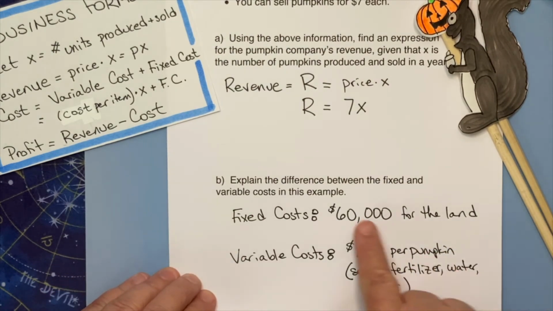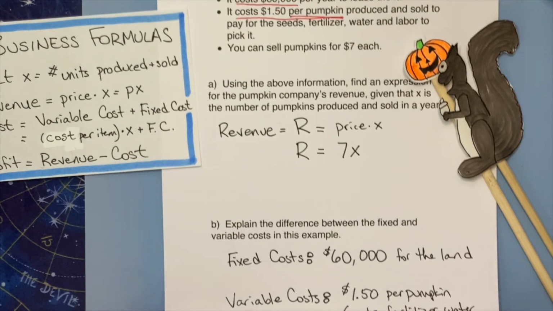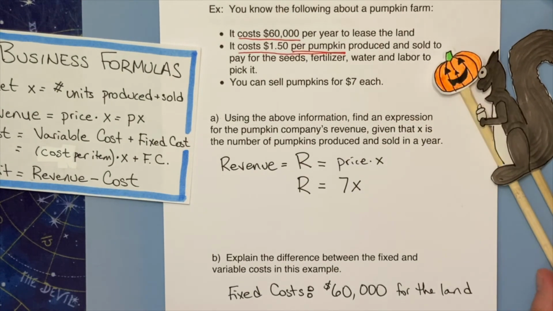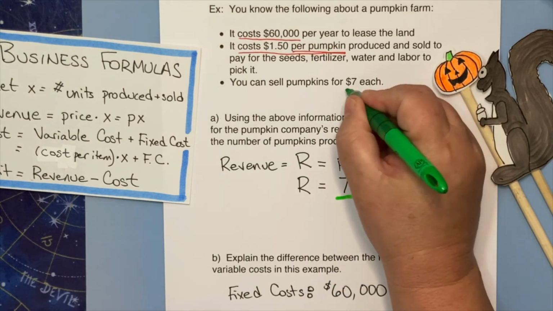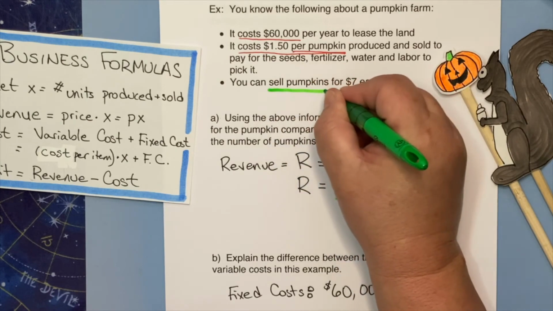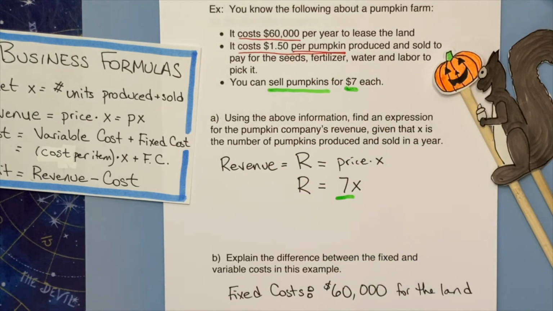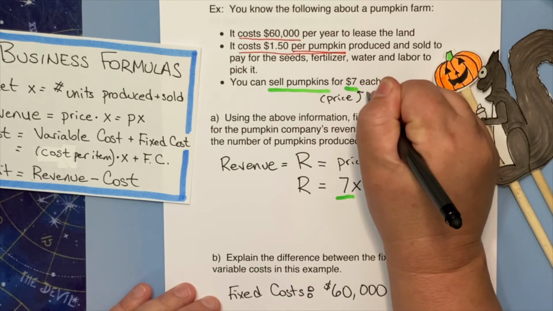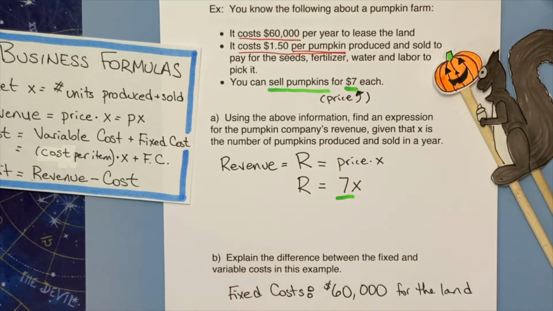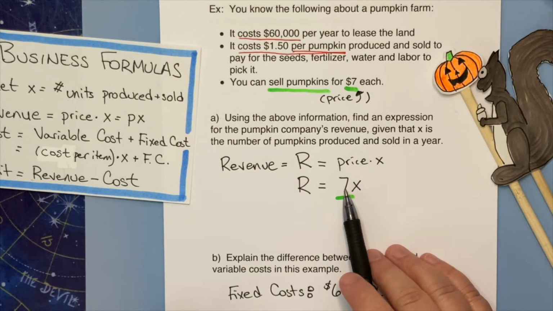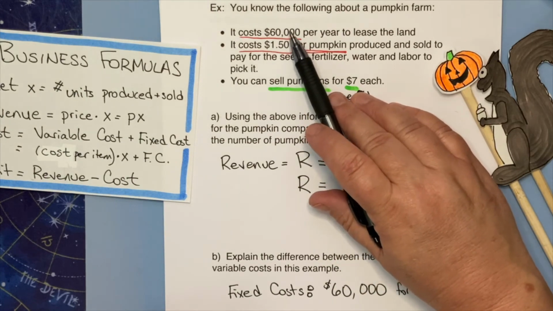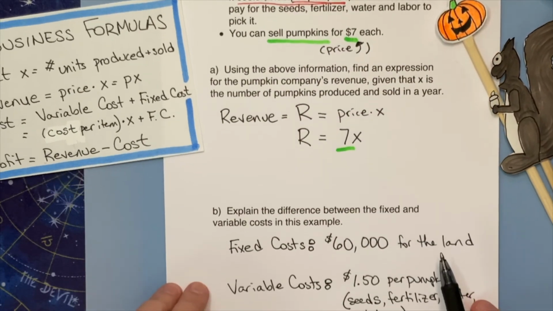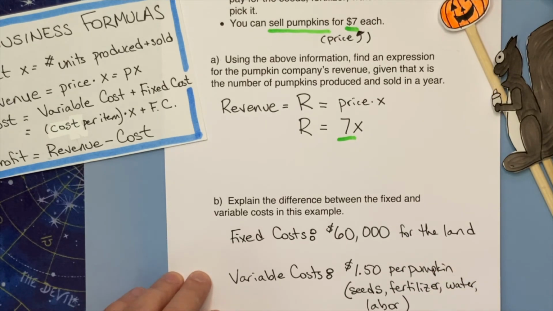Okay, so for this problem, $60,000 is the fixed costs, $1.50 is the variable cost. And if you notice here, as long as I underline this one, I should probably underline this one. This 7 comes from right here because we're selling the pumpkins. So that's the price. This is the price. Right there. So the price of each pumpkin is 7, so that's part of the revenue. And then these two numbers, the 60,000 and the $1.50, these are both costs, and they go into the fixed and the variable costs.